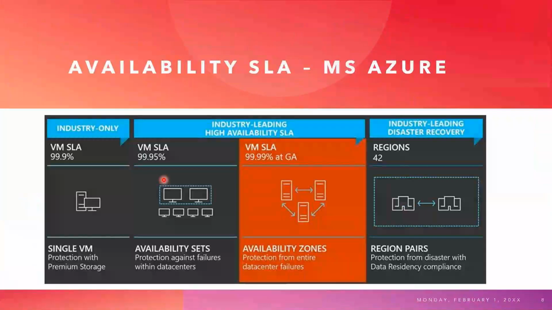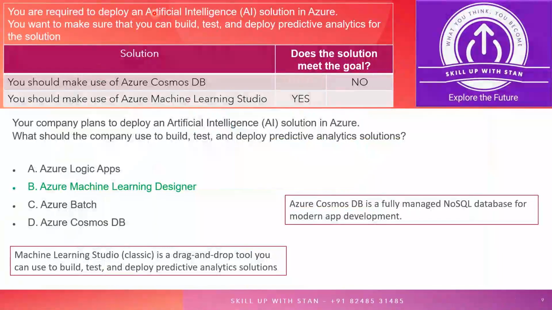Answer is this. Okay, so next one is, you are required to deploy an artificial intelligence solution and also you want to deploy a predictive analytics solution. See, in the answer you can do an elimination criteria. See here, if you go with this option, they are saying make use of Azure Cosmos DB. See, Azure Cosmos DB is not an AI solution. It is a kind of fully managed NoSQL database, not only SQL database. So that means this is not the right answer. And even the other, logic application or Azure Batch, they cannot give you predictive analytics or artificial intelligence solution. The only option is Azure Machine Learning Designer.